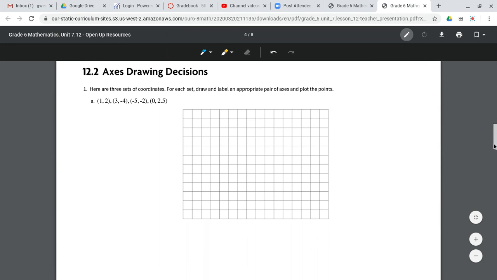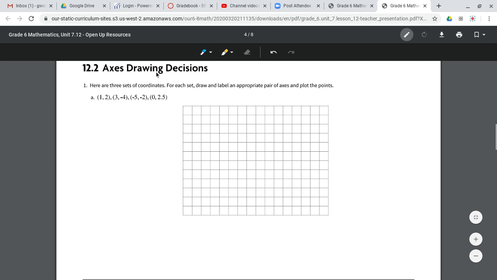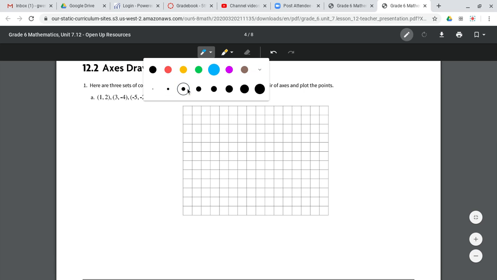So what we're looking at here is we're going to draw the axes. So the axes are our X and Y grid lines. We call them axes in the coordinate plane. So we have 3 sets of coordinates. For each set, we want to draw and label an appropriate pair of axes and then plot the points. So in previous problems, we've always had those axes. Now we have to do it ourselves. And then we're going to plot these points out. So let me make my pen a little smaller. Oh, let's do this one.